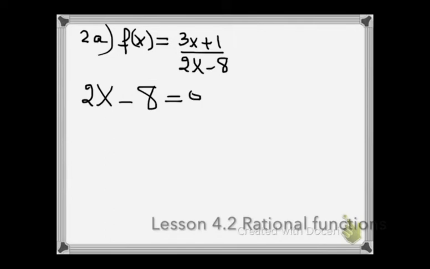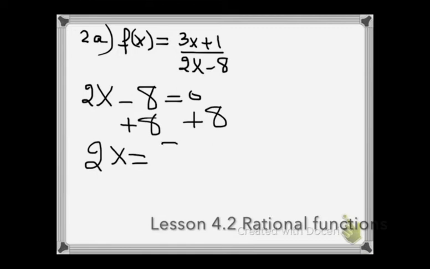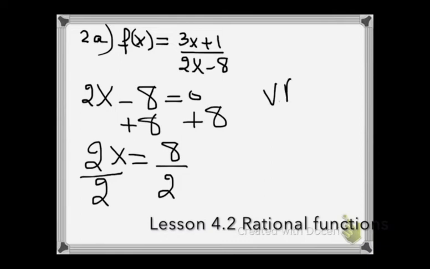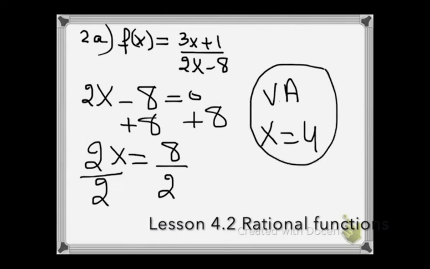So in order to solve it, I must move the 8. I do plus 8, plus 8. So 2x is equal to 8. And to make x alone, I have to divide both sides by 2. And hence the VA will be x equals to 4. This is the answer of VA in example 2a.